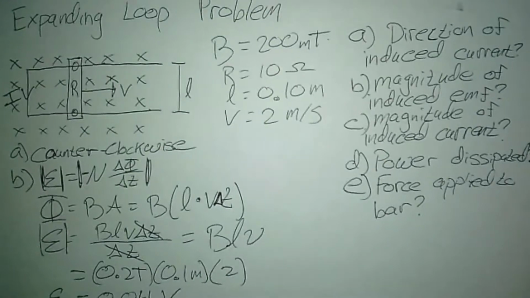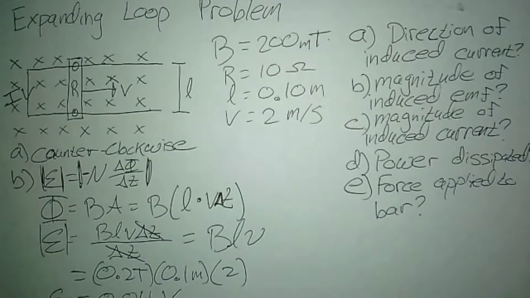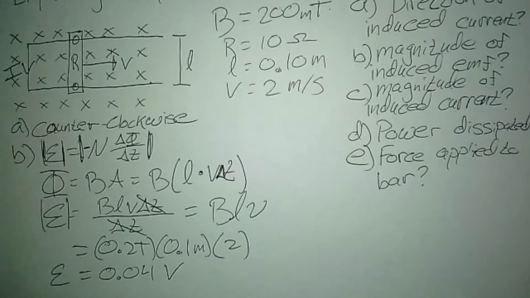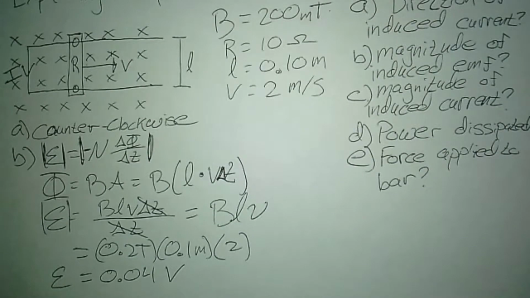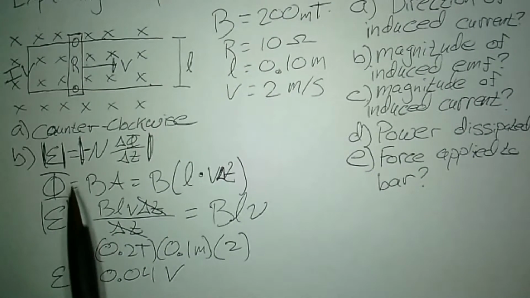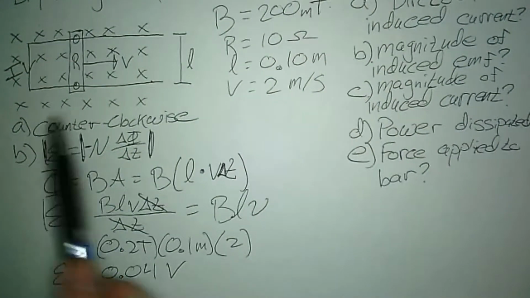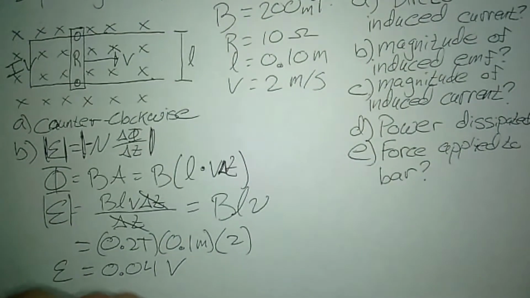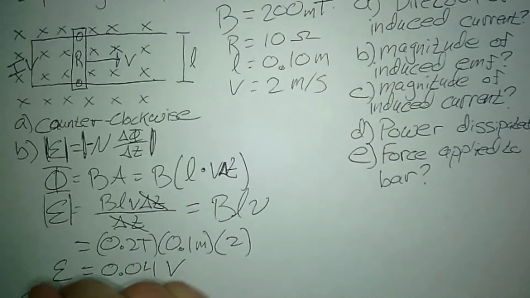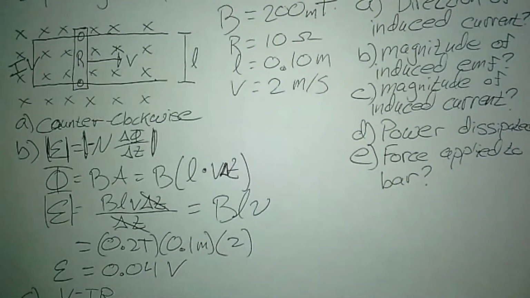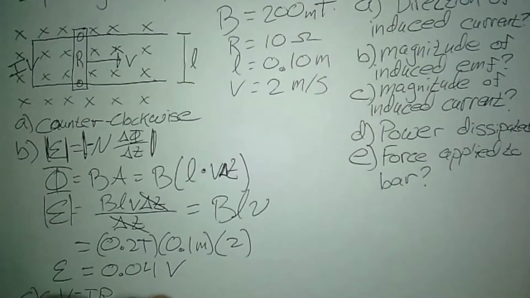0.04, and the unit of EMF is volts. Oh, went off the screen a little bit. There you go. So that's part B. So now C is going to be, what is the magnitude of the induced current? If you know that I have a circuit and I know the resistance and I know the voltage, it's going to be real easy to find the current. So I'm just going to use Ohm's law. I'm going to say V equals IR, or in this case, we could say EMF because they're basically the same thing.